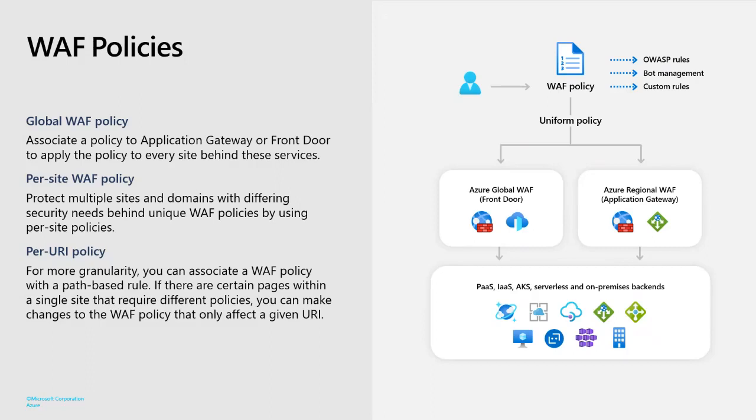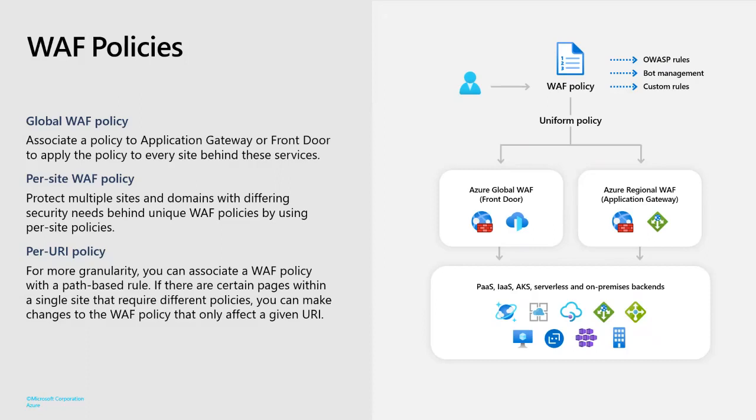So when you associate a WAF policy globally, every site behind your application gateway WAF is protected with the same managed rules, custom rules, exclusions, and any other configured settings. If you want a single policy to apply to all sites, you can associate the policy with the application gateway as a whole. With per site WAF policies, you can protect multiple sites with different security needs behind a single WAF by using per site policies. For example, if you have 5 sites behind your WAF, you can have 5 separate WAF policies, one for each listener, to customize the exclusions, custom rules, managed rule sets, and all other WAF settings for each site.